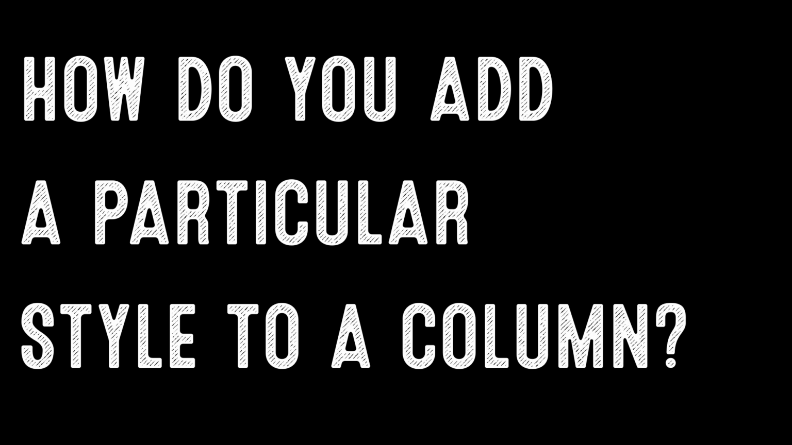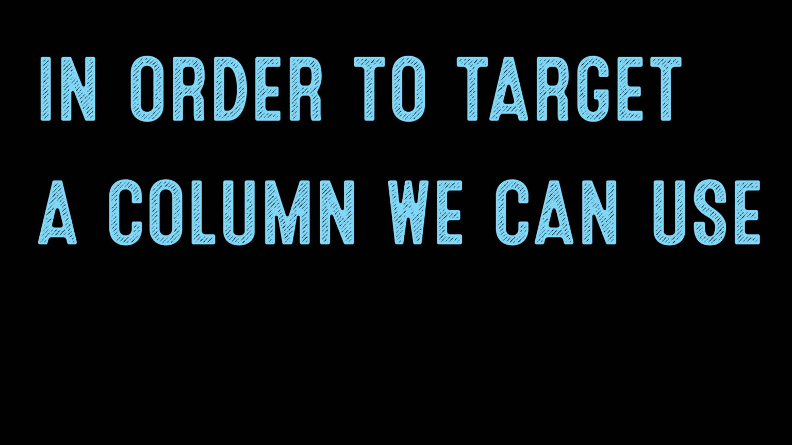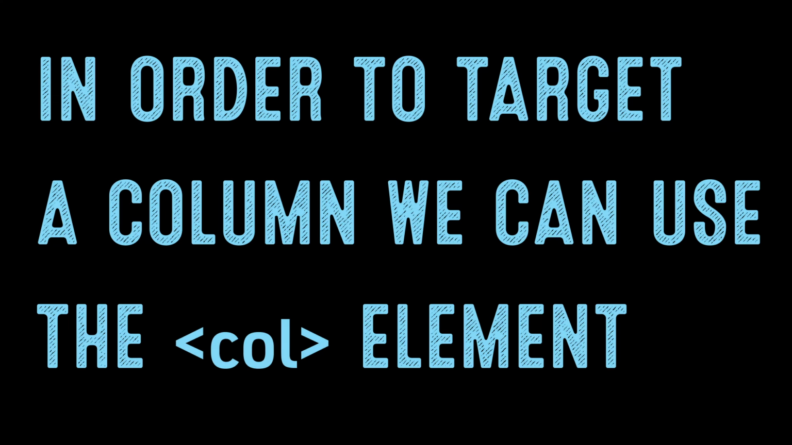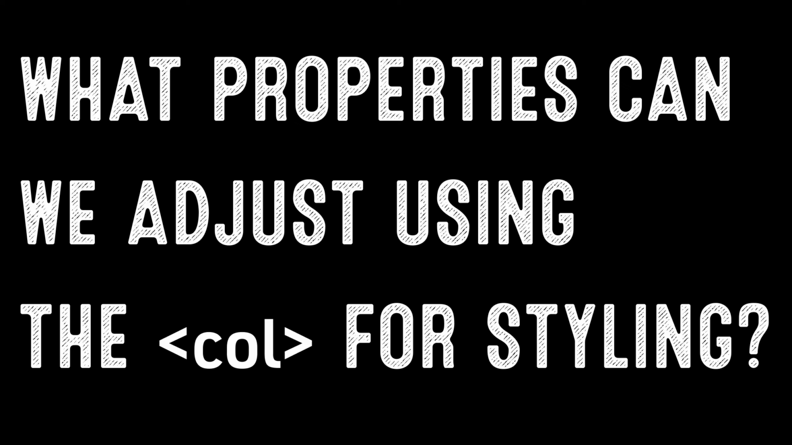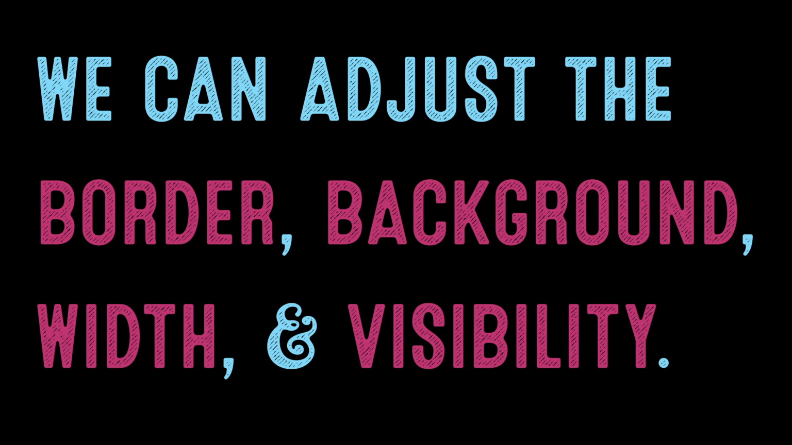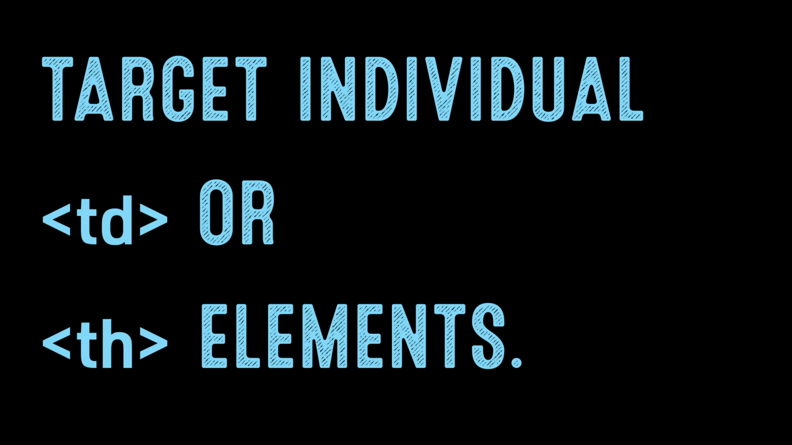How do you add a particular style to a column? In order to target a column, we use this COL element. What properties can we adjust using the COL element for styling? We can adjust the border, background, width, and visibility. For other properties, you would have to target individual table data or table heading elements.